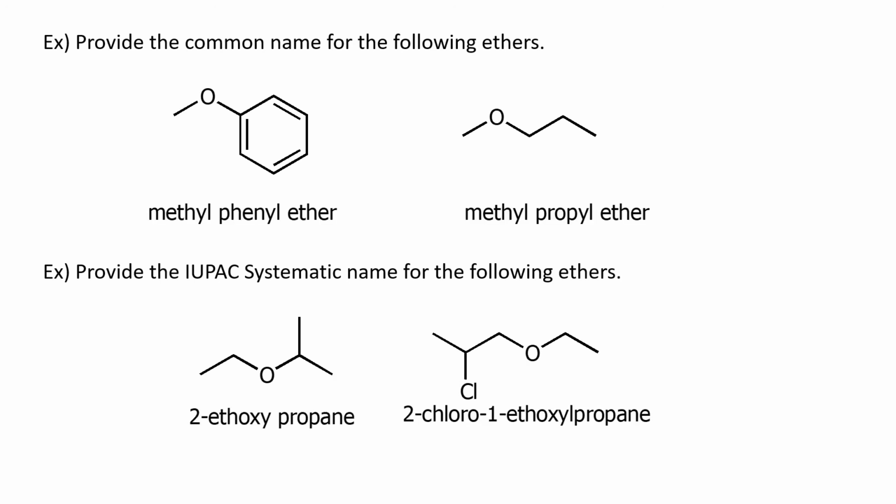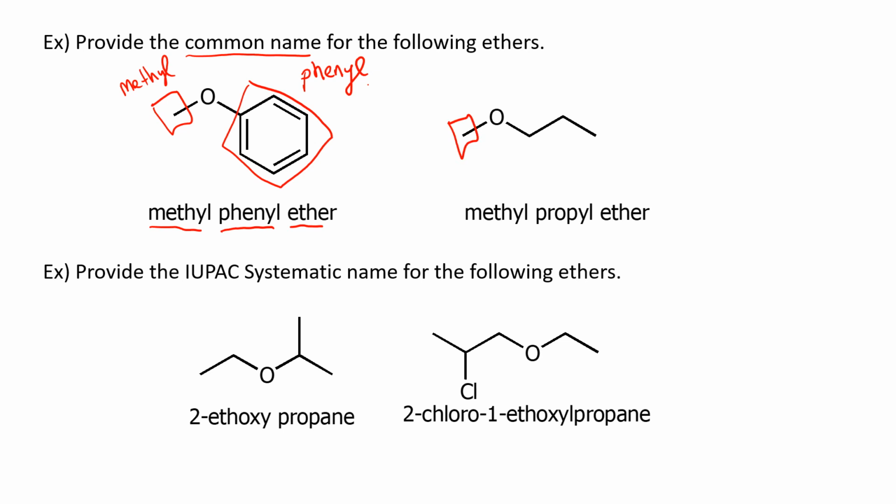All right, so to name the first set using the common name, we've got a methyl. If you recall, this is a phenyl group. A benzyl would have an additional CH2 group in between the oxygen and the aromatic ring. So it's a methyl phenyl ether. We've got a methyl. We've got propyl. So we have methyl propyl ether.